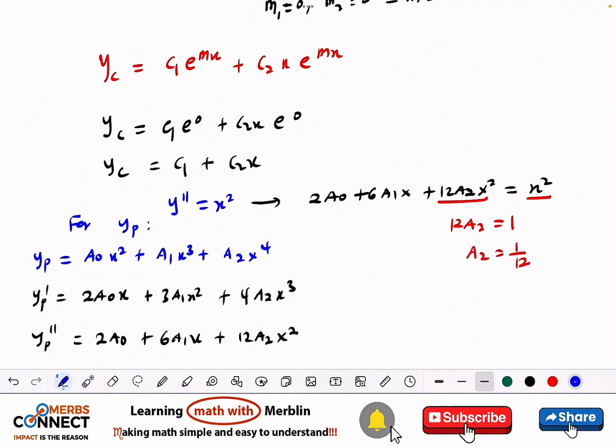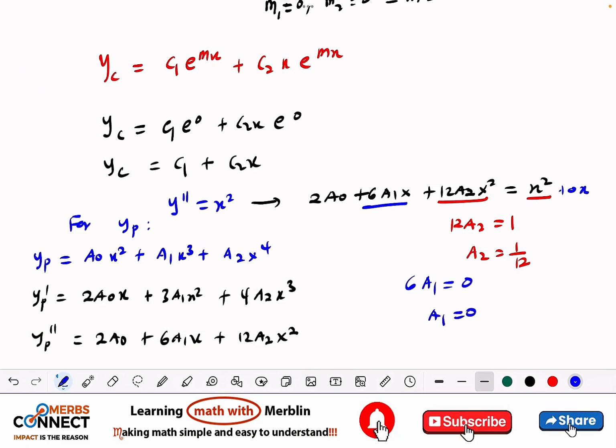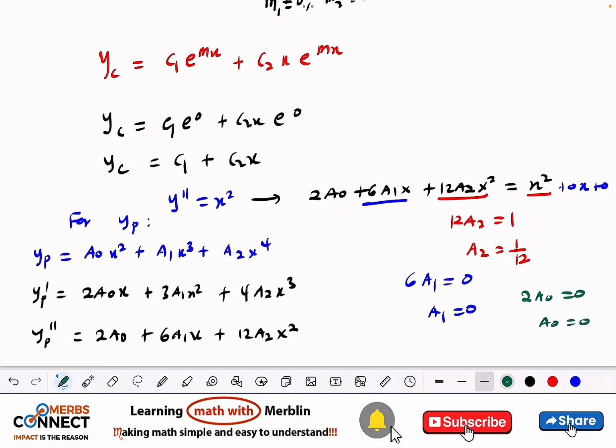Now the term with the x here, there is no x here, so it's 0 here. So plus 0x. So the coefficient of x here is 0, and the coefficient of x here is going to be 6a1. So this is going to give us a1 equals 0. We don't have any term here, so the constant here is 0. So the constant here is equal to 0, and we are going to have 2a naught equal to 0, and a naught will be 0. So a naught is 0, a1 is 0, a2 is 1 over 12. So let's try and put it inside.